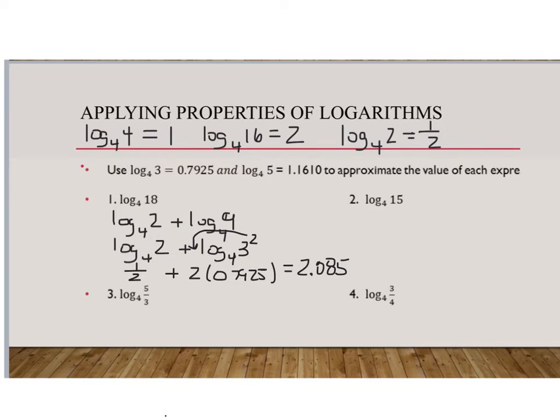Number 2, log base 4 of 15. This one's a little more straightforward. I could write this as log base 4 of 3 plus the log base 4 of 5. And I know both of these. I know the log base 4 of 3 is 0.7925, and log base 4 of 5 was given to be 1.1610. And then I would simply add those together. So I'd have 0.7925 plus 1.1610, which would be 1.9535.